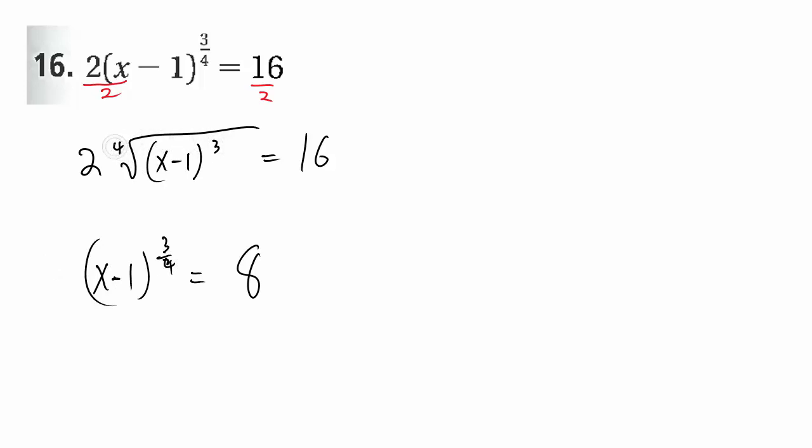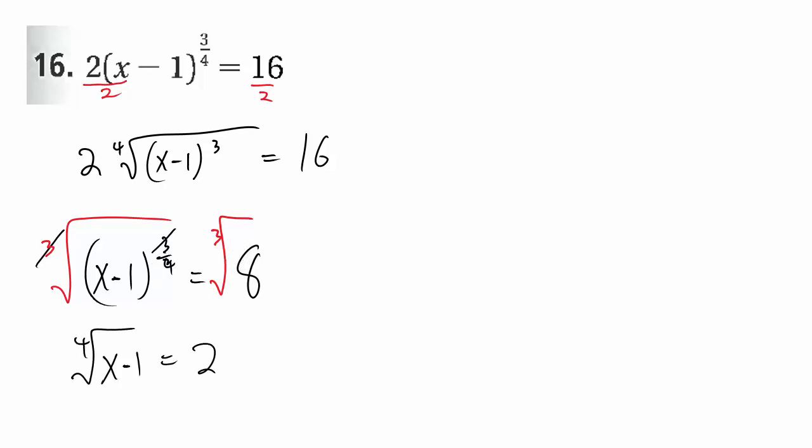But it's a lot easier to see, I believe, when it's in radical form like this. So the reason I'm cube rooting here is to get rid of this third power. So you end up getting this cancels out with this. So you get x minus 1, which is now just to the 1/4 power, or it's fourth rooted, is equal to the cube root of 8, which is 2.